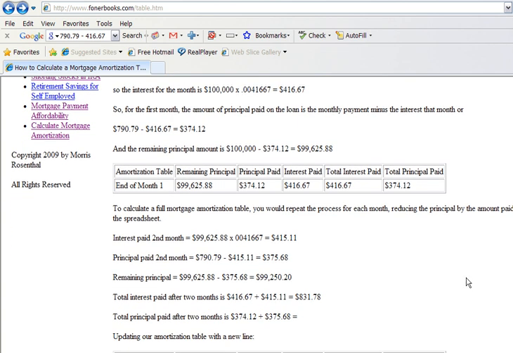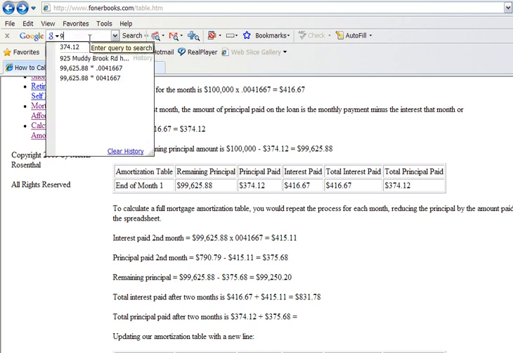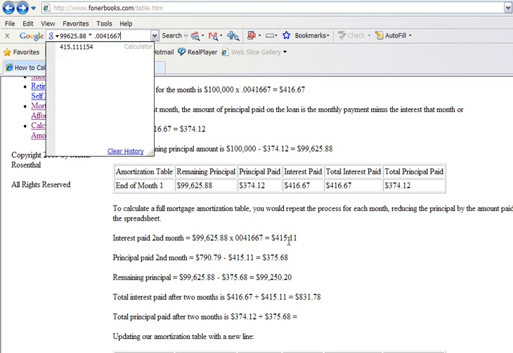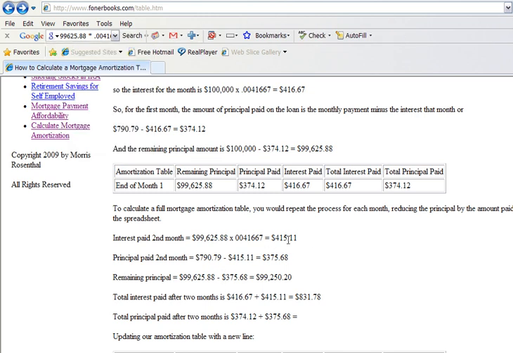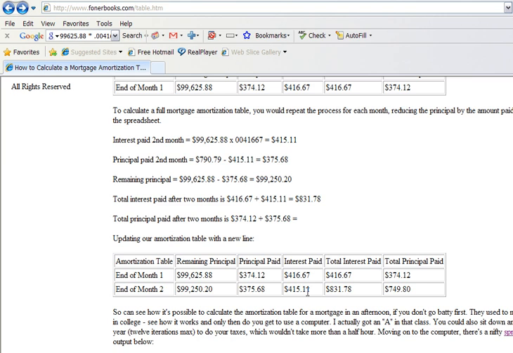So then we go through the exact same process again to determine the second month. Obviously it's more trivial for a computer to do this. But we'll go up here, and the starting principal at the beginning of the second month is $99,625.88, and we're going to multiply that by 0.000416667, which is rounded, of course, and we get $415.11, which we enter here. $415.11 is the interest paid in the second month. So you can already see that in the second month, we're paying a little less interest than we paid in the first month. $1.50 less is going to interest.